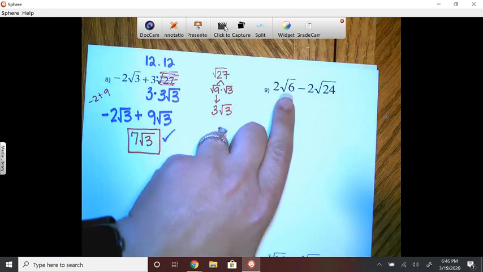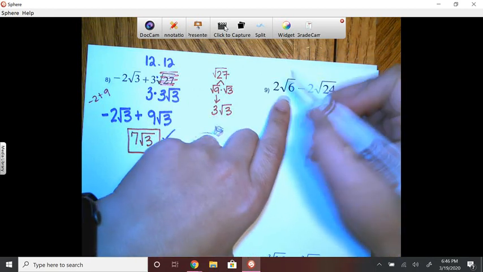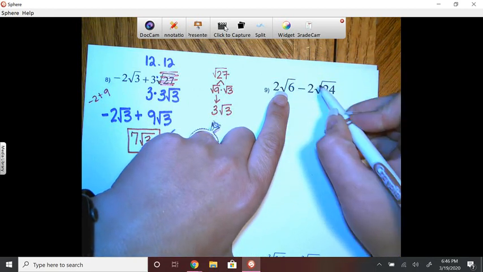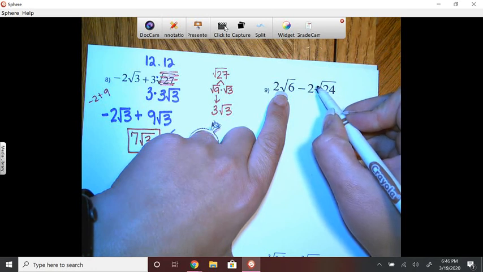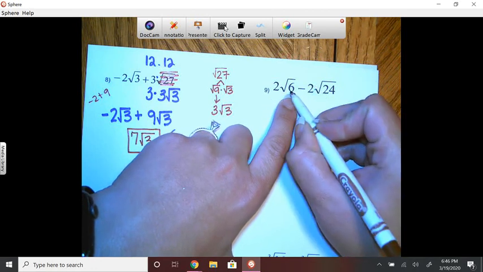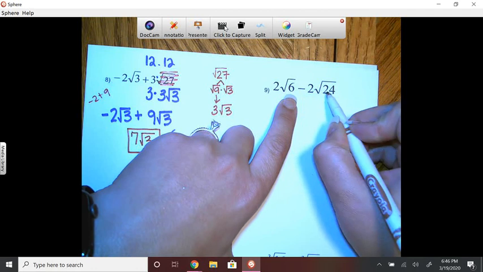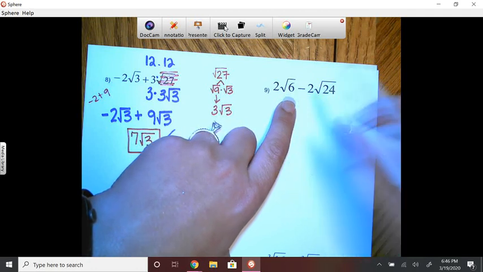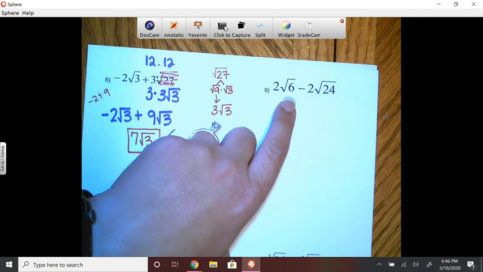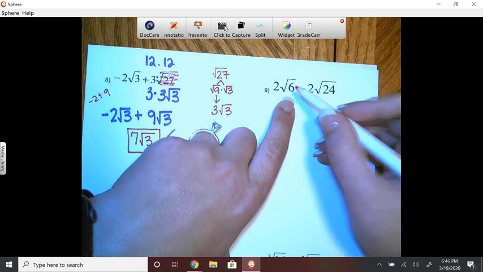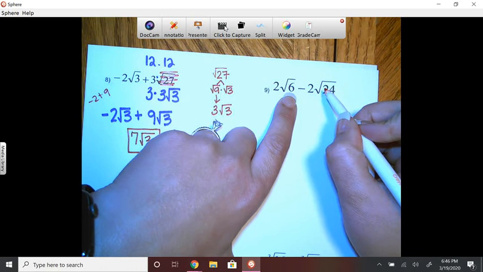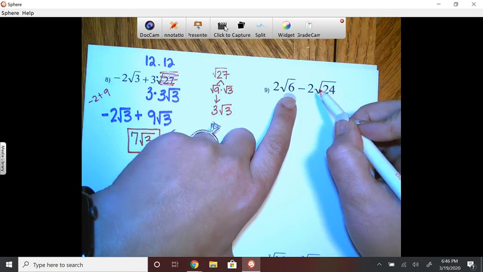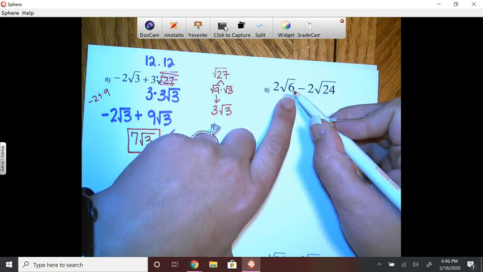So if we take a look at example 9 here, they have the same index, they're both square roots, so their index are both 2. But the problem is this one has a 6 and this one has a 24, so it can't be simplified as it is. So in order to see if it could be simplified, we have to make sure that both of these radicals are completely simplified. So we learned how to do that in the previous section.